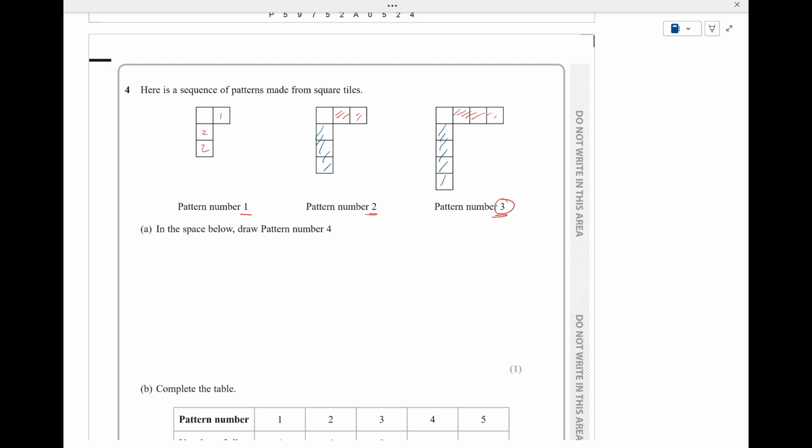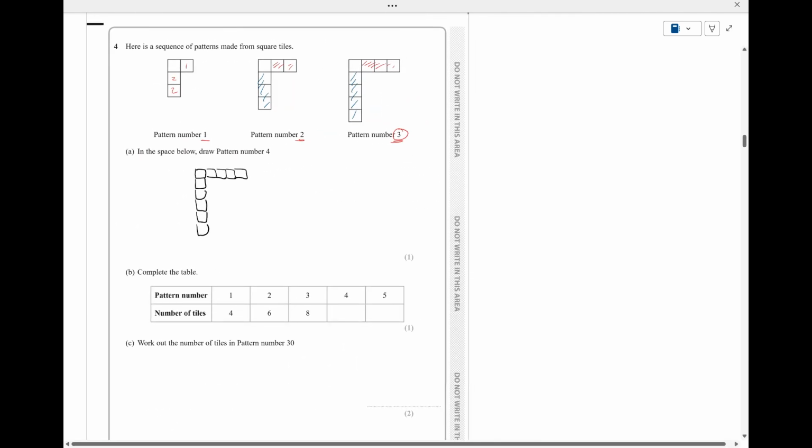So I'm thinking pattern number 4, right? So it's going to have the square on the top. Then it's going to have 4, 1, 2, 3, 4, and 5 down. 1, 2, 3, 4, 5.